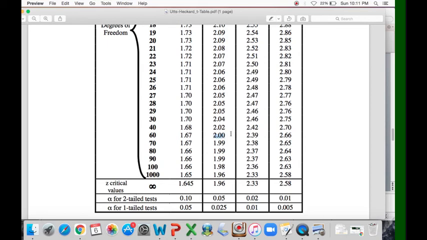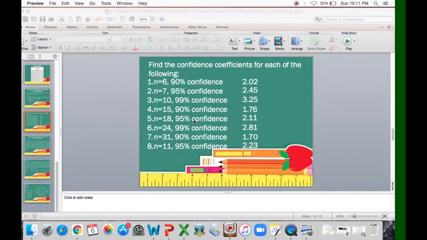So that's how it is. When the df is not exactly there in the table, look for the one higher than it. Let's say 44. 40 is not higher than 44, so we have 60 as our higher number than 44. Okay, so let's proceed.